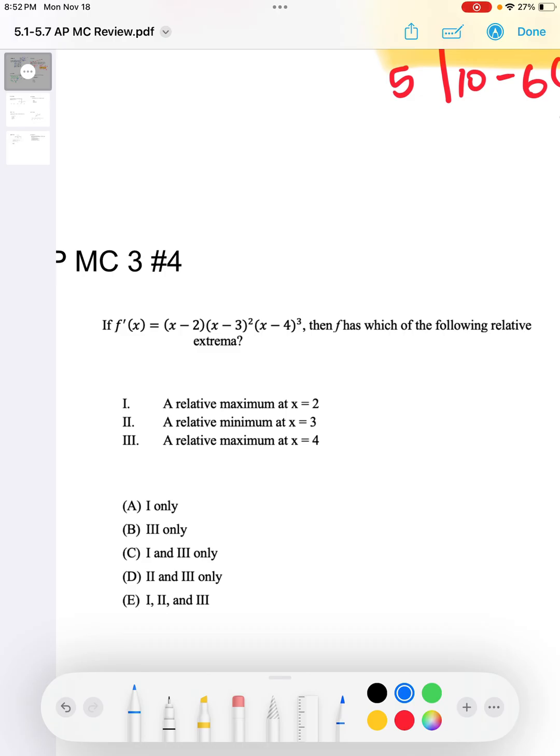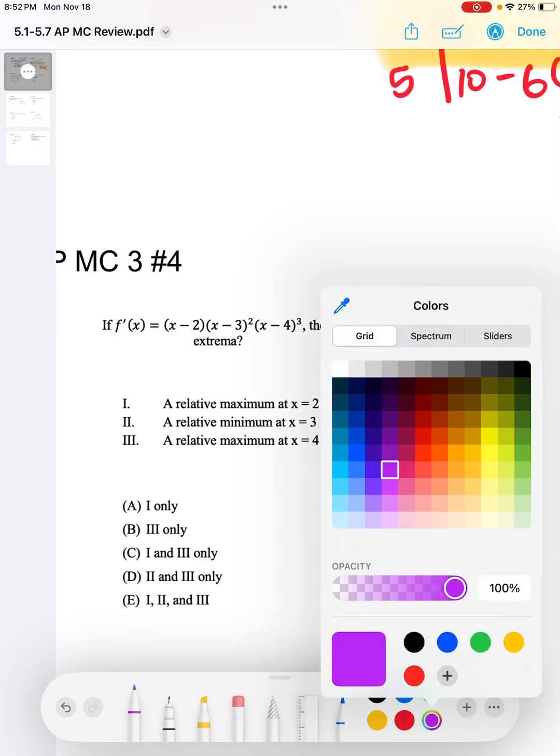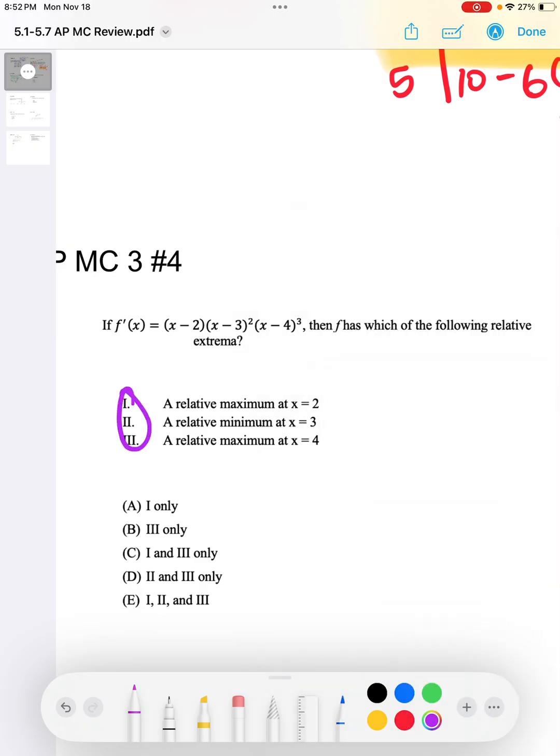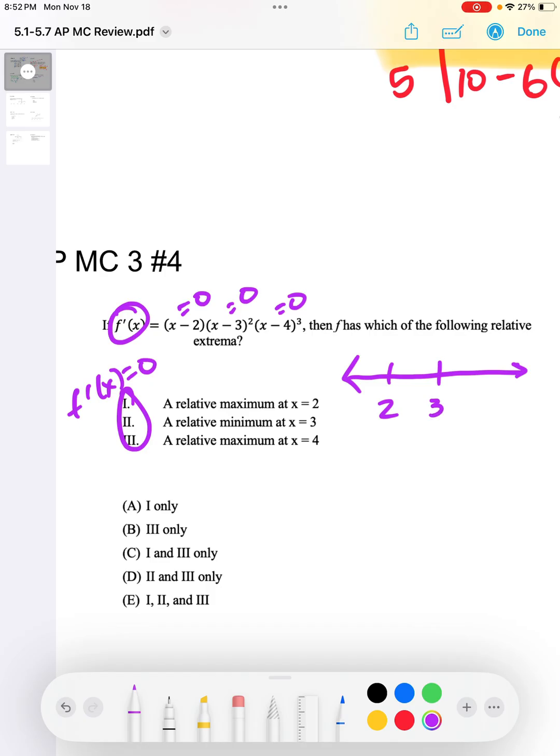All right, in this one, again, I see relative mins and maxes in the question for all three of these options. So I'm looking at f prime of x set equal to 0. What's nice is they already gave me my derivative here. So we're going to set each part equal to 0 so that I can have my critical values at 2, 3, and 4.